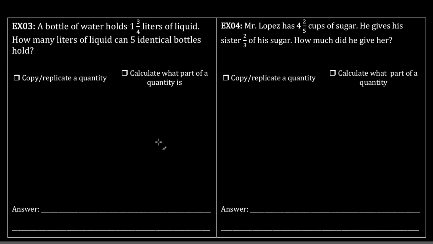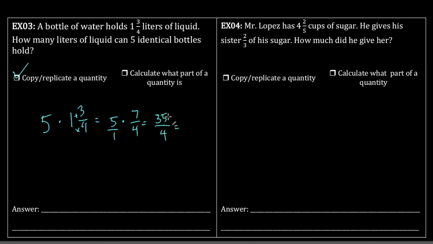Okay, we have a couple more to try. A bottle of water holds 1 3/4 liters of liquid. How many liters of liquid can 5 identical bottles hold? Oh, this one's easy. We're just copying the bottle over and over and over again. So we have 5 copies of 1 3/4, or you could do it the other way around. It doesn't matter. But we definitely need to use the Texas method right here. 4 times 1 is 4, plus 3 is 7. So this is really 5 times 7/4, which is 35/4.